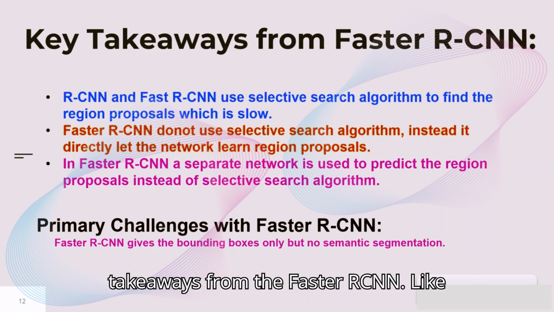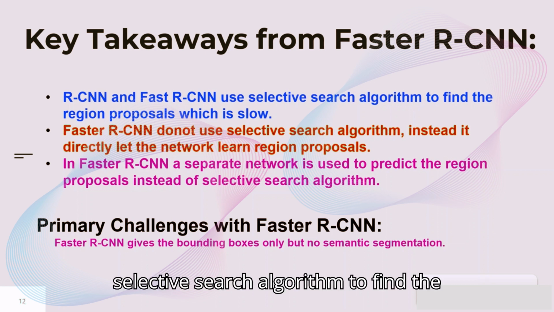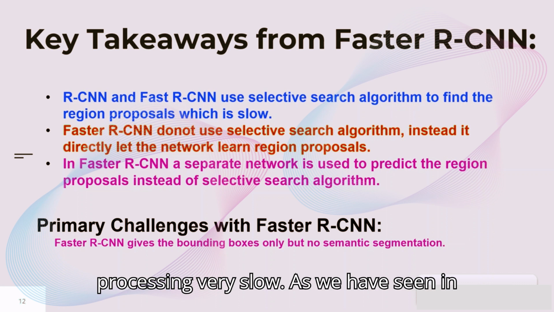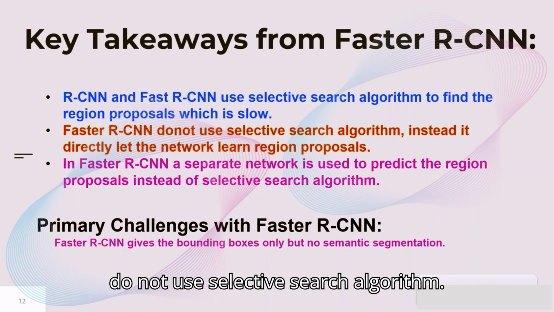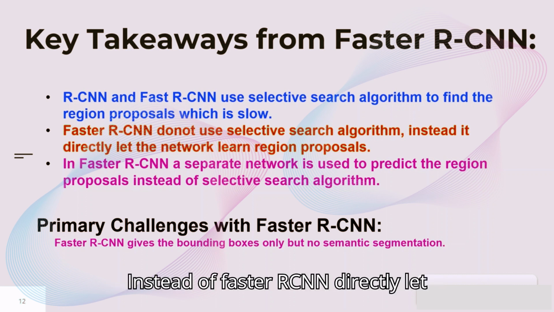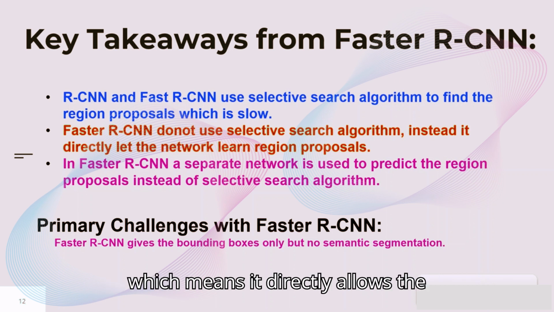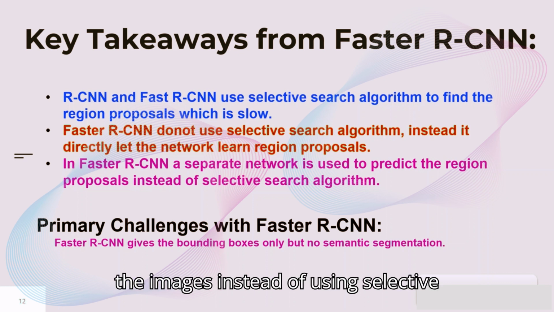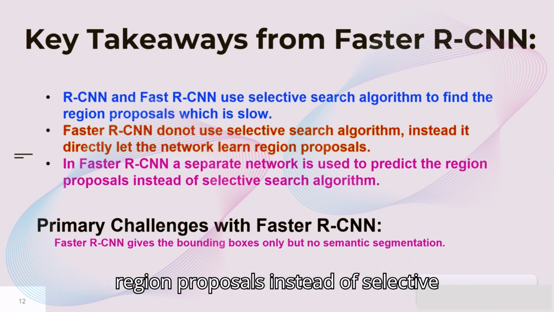The following are the key takeaways from Faster RCNN. In RCNN and Fast RCNN, we use the selective search algorithm to find the region proposals, which makes the processing very slow, as we have seen in the previous slides. In Faster RCNN, we do not use selective search. Instead, it directly lets the network learn the region proposals, which means it allows the network to find 2000 regions in the images. A separate network is used to predict the region proposals instead of selective search.